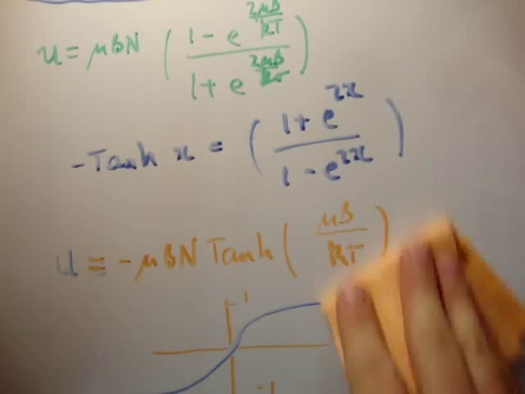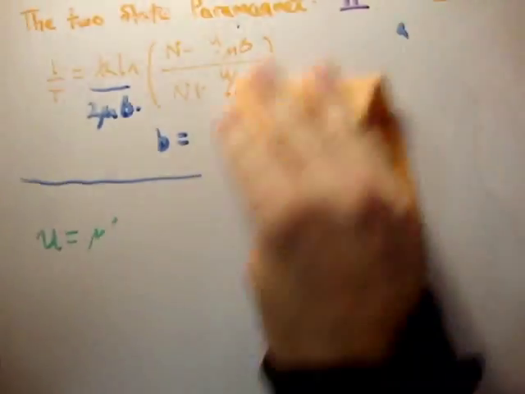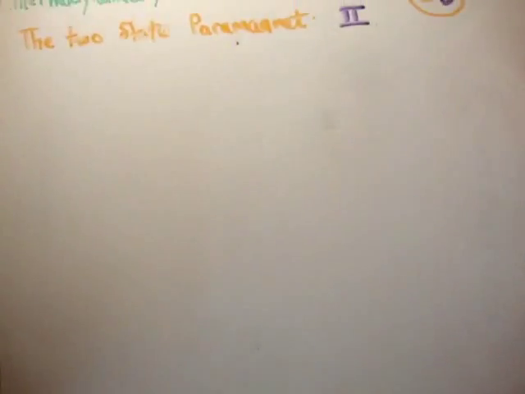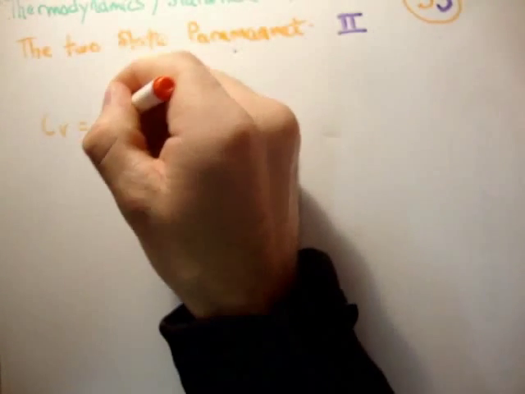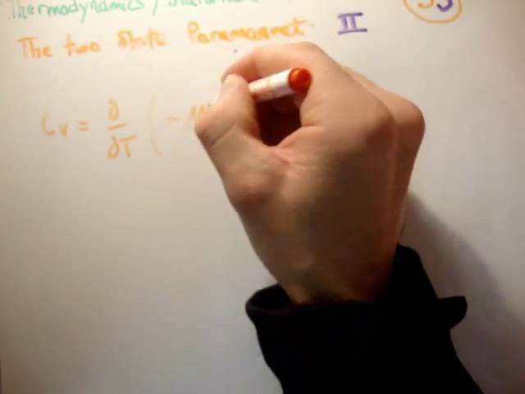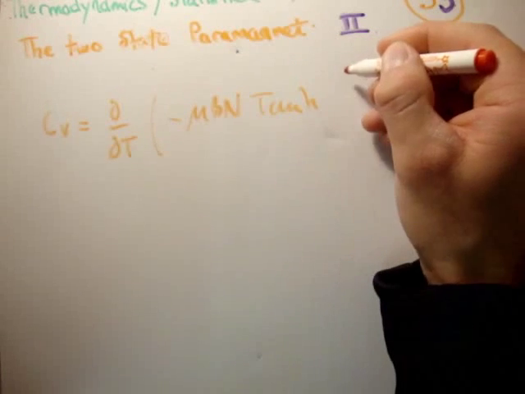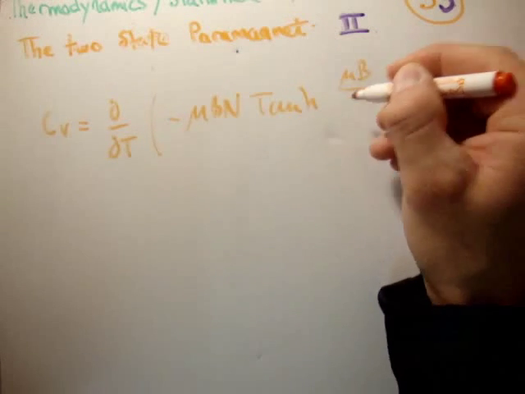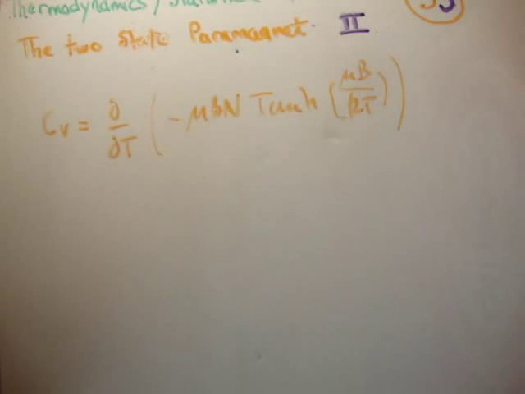So the next thing we need to do is get the heat capacity. Well, the heat capacity is pretty straightforward because it's del U del T. So what we have is as follows. We need to get C sub V is equal to del del T of minus mu B N hyperbolic tangent mu b over kt. Boom. Okay? So, look, it's just a small bit of differentiation.